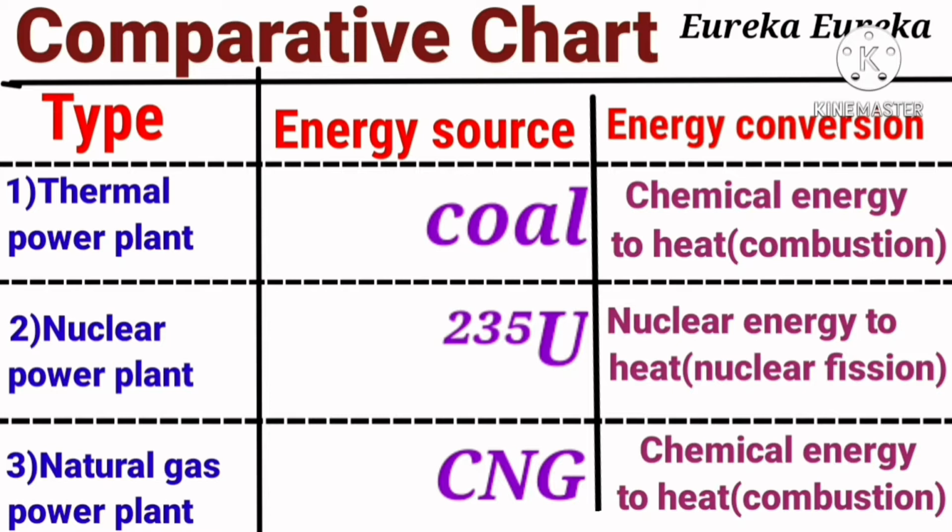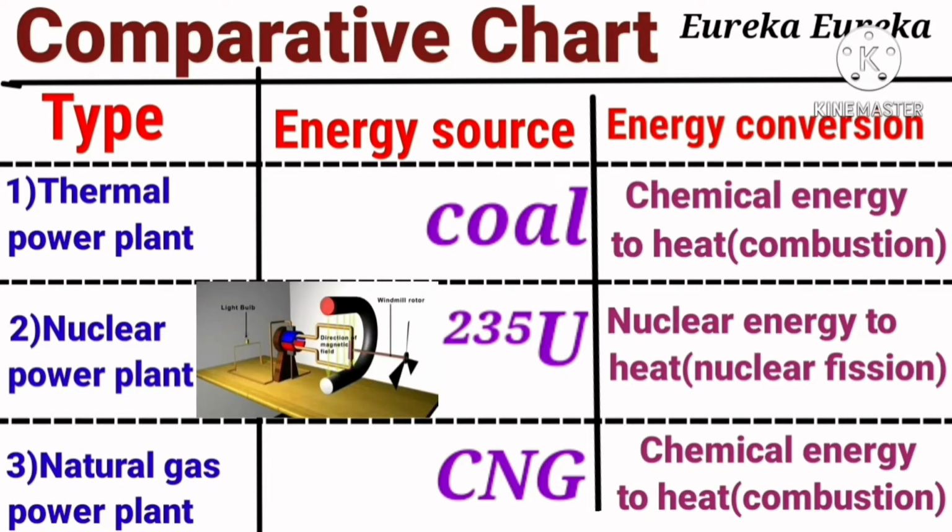So here the thermal power plant uses coal as a source of energy, and the energy conversion which takes place here is the chemical energy in coal being converted into heat energy by the process of combustion. And the heat energy which is liberated in the process of combustion is used to generate electricity by the process of electromagnetic induction.